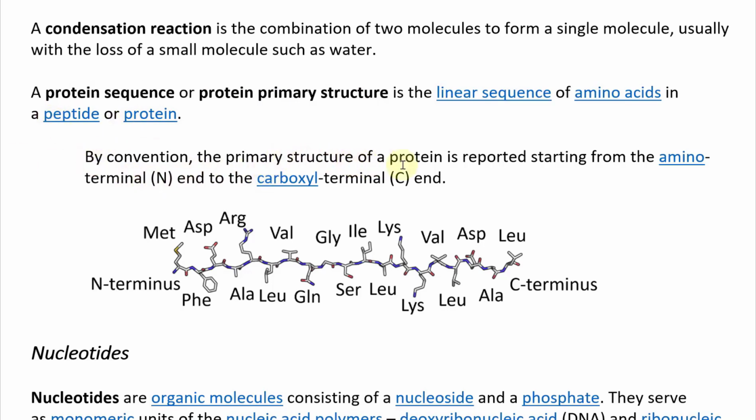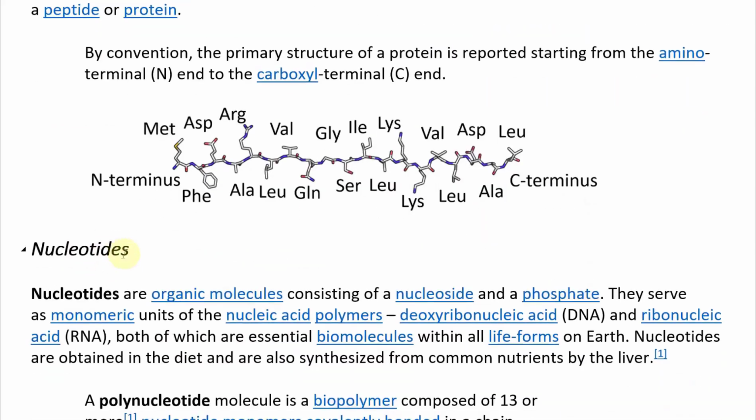By convention, the primary structure of a protein is reported starting from the amino-terminal, or N end, to the carboxyl-terminal, or C end. So this would be the starting point, usually how it's referred. So this would be M, A, R, V, etc. So you would label it from these sides. And then there's a C terminus or end on this side. Yes, very interesting stuff.